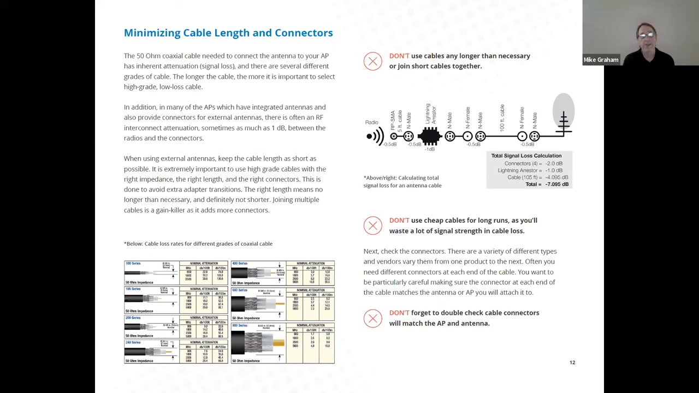So those do exist. And something to watch out for if you're doing long cable runs is that you buy good quality cables and that they are the real deal, because they do nothing for you but turn signal into heat.